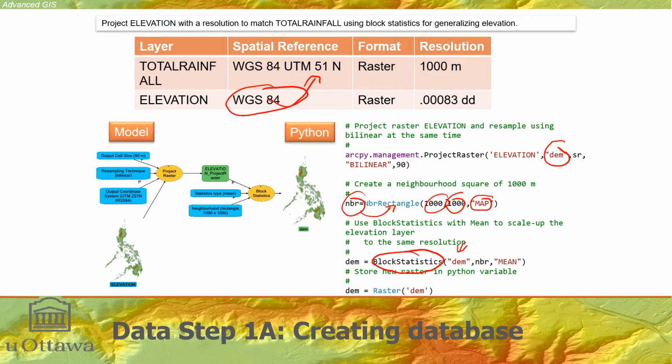That's the projected DEM. Neighborhood, right there. And we want a mean, the most common one. And once we have that, we have a DEM raster variable at 1,000 by 1,000 meters. And that DEM will already be at 1,000 by 1,000 meters because that'll be the environment cell size.